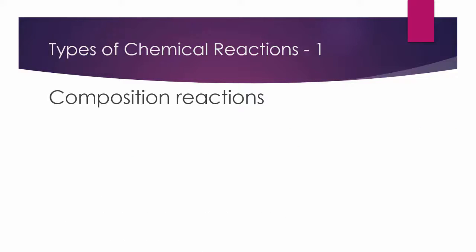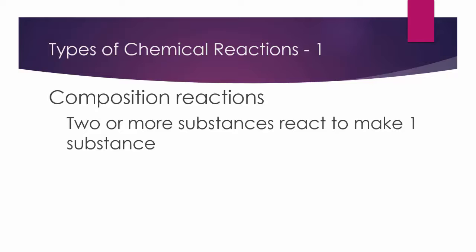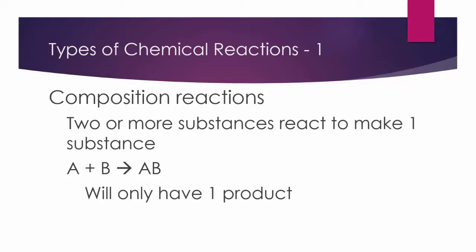So composition reactions, basically two or more substances react to make one substance. Many reactants become one product. A plus B becomes AB in the generic form. You will only have one product.